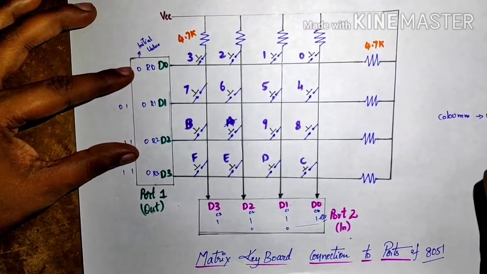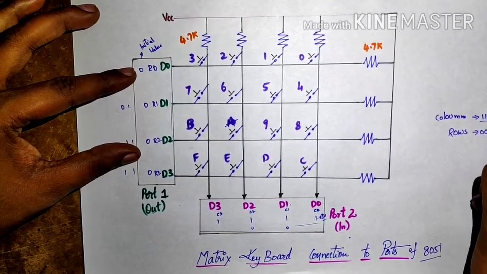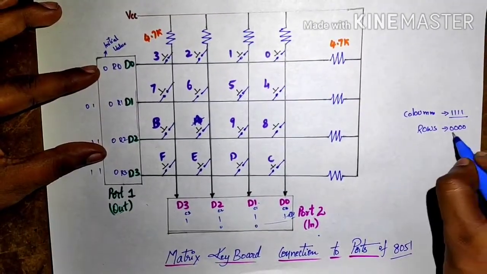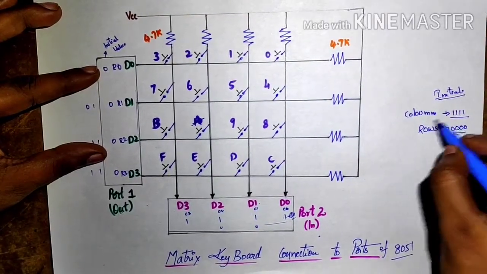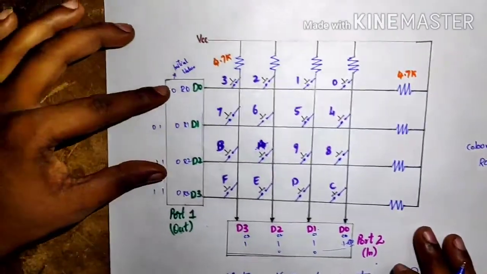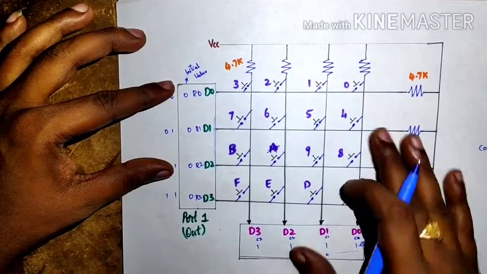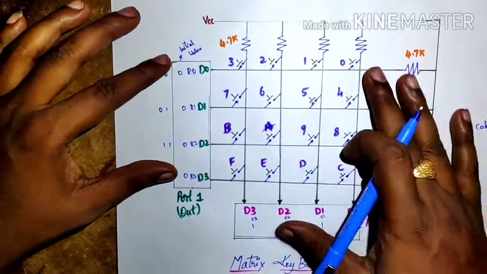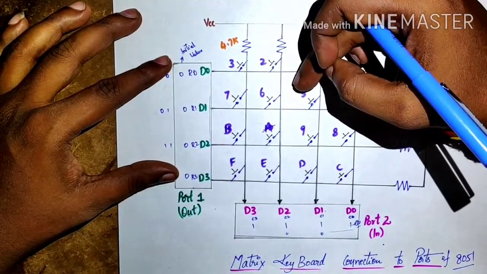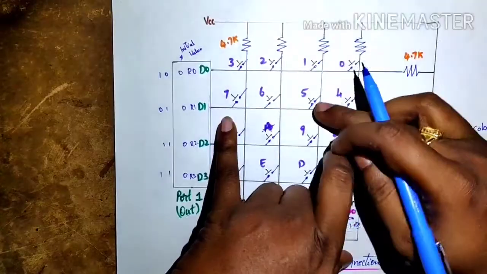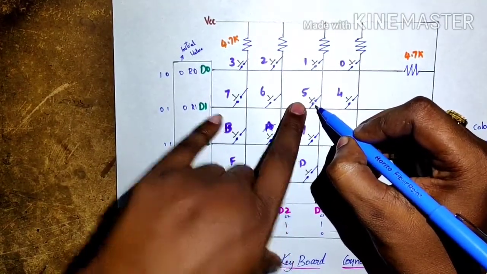So the columns will be ones and rows will be zeros. So this is the initial value of our columns and rows. Now whenever we are pressing a key, say key 5, I am pushing the button 5.